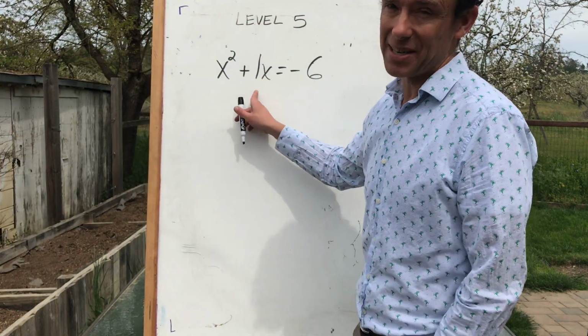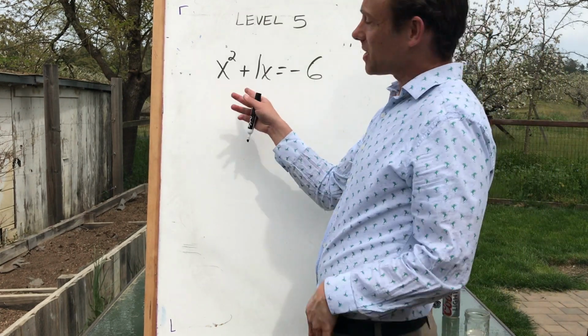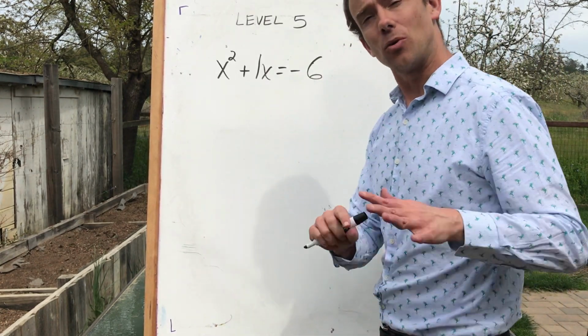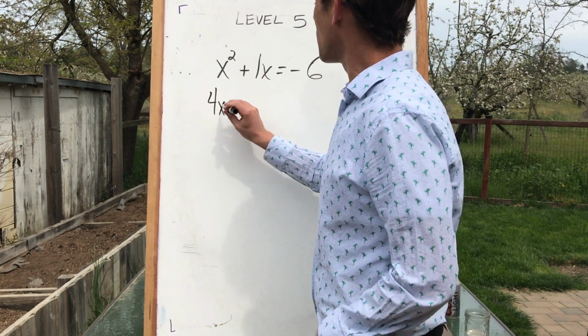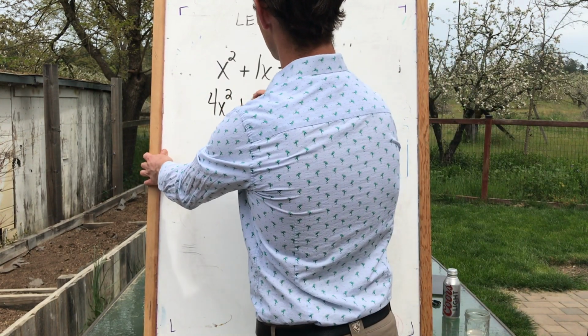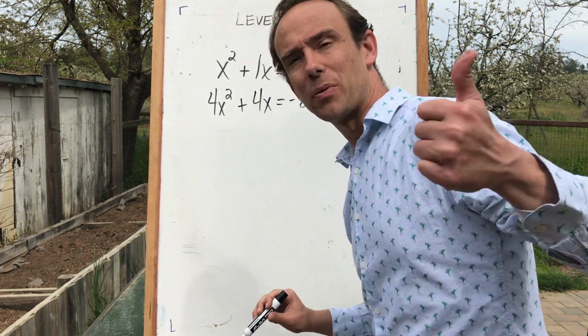Oh, that's an odd number right there, right? I mean, I'm not going to split it into a half and a half. Don't want decimals or fractions. So let's multiply everything by 4. Okay. Plus 4x is equal to negative 24. Brilliant.